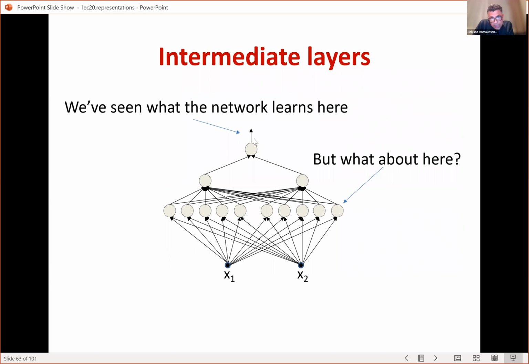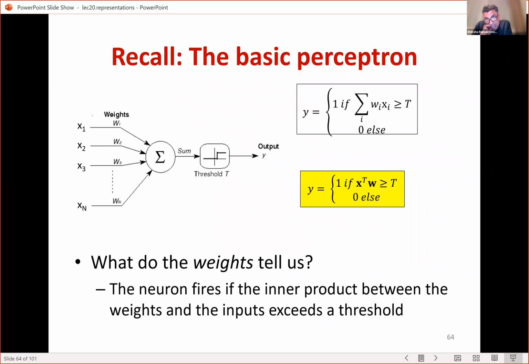We've seen what the network learns here, what the network learns here. We've seen what happens to the data as it goes through the network, what happens to the overall patterns of the data as it goes through the network. But what about the individual neurons? What do they capture?